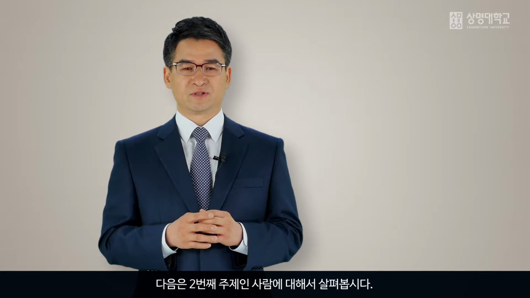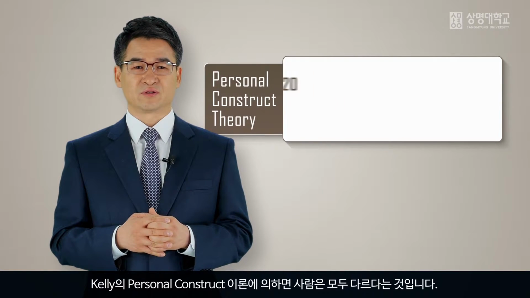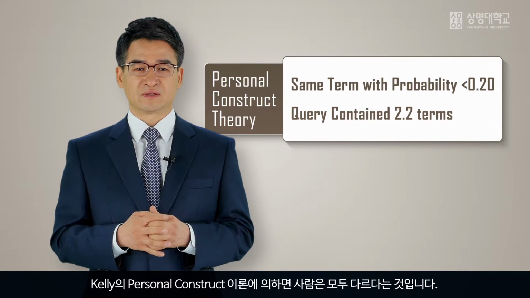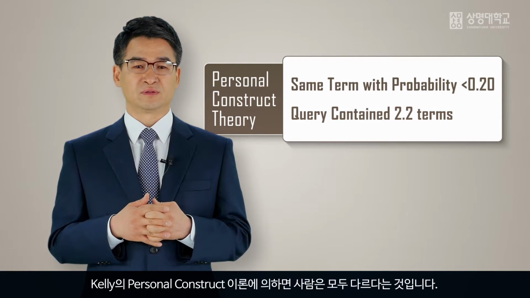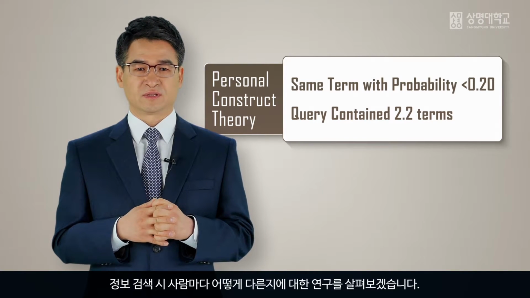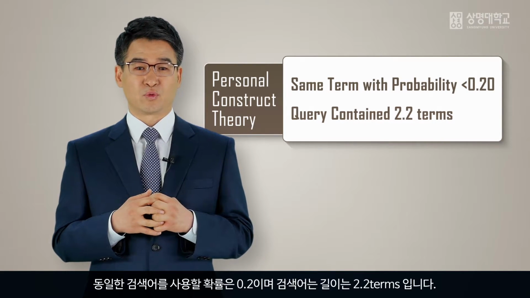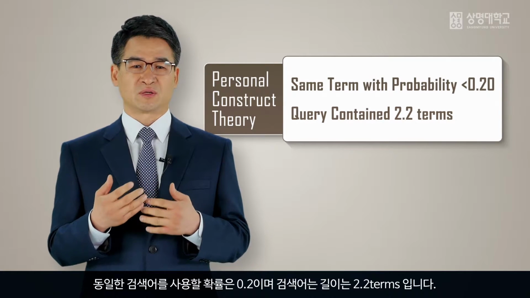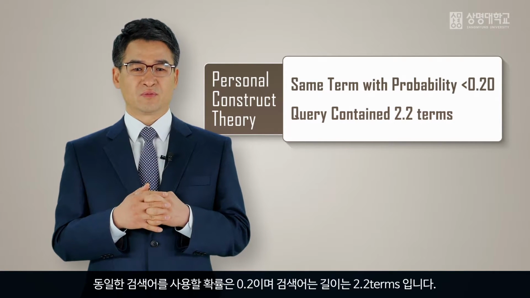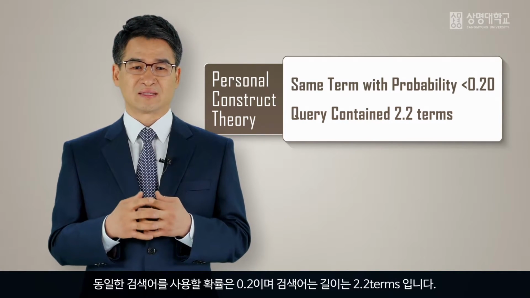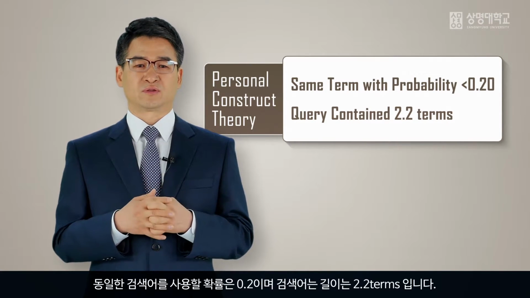I'd like to introduce a very famous theory by Kelly, 1955. It's called the personal construct theory. Basically, this theory explains that all people are different. Well, you and I are very different. And this theory is supported by a couple of studies. The first study found that the probability of people using the same term is less than 0.2. That's why when we search for something, we use all different terms. The second study found that the number of terms in a query when we search is less than 2.2. That's why when we search for something, we use very short terms.